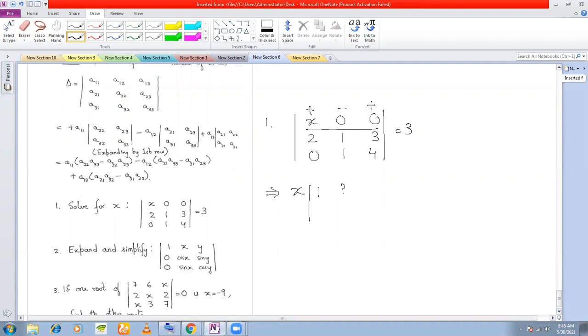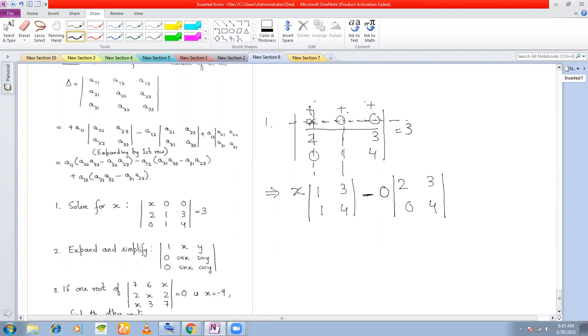What is the minor of x? 1, 3, 1, 4. How are we getting this? You delete this row and this column, so you get 1, 3, 1, 4. Next, there's a minus sign, so give a minus sign: 0 into the minor of this 0. You delete this column and this row, so you get 2, 3, 0, 4.